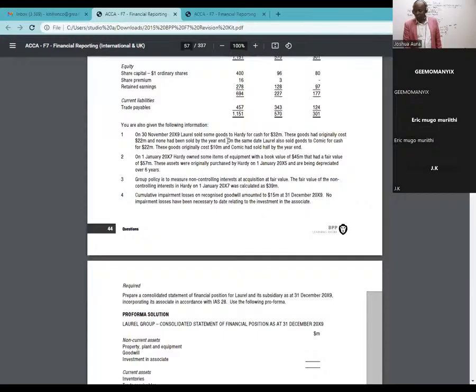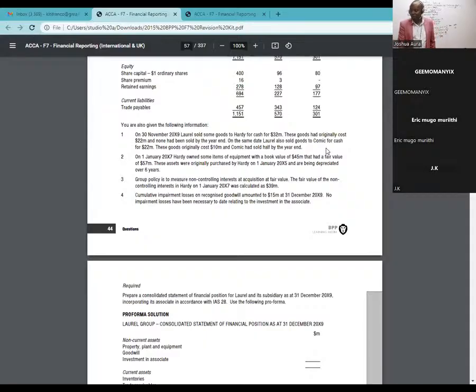You see, there is a full stop here. On the same date, Laurel also sold goods to Comic. Who is Comic? Comic is an associate. I will not even read this sentence to the end, because anything we do with this associate will be one adjustment when computing investment in associate. Right now I'm consolidating, and consolidation is all about the parent and the subsidiary. So this, for now, is just noise.